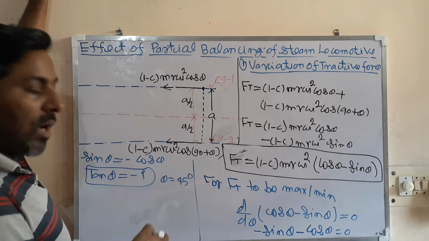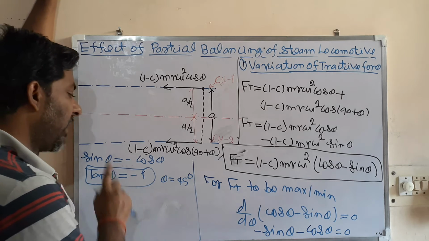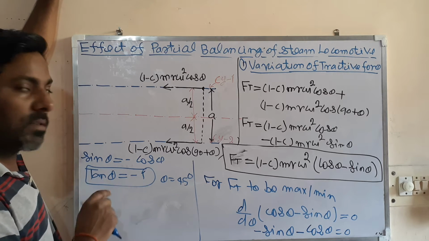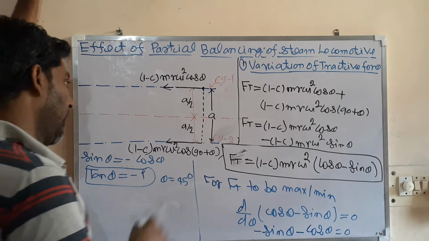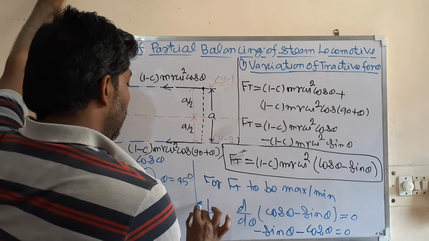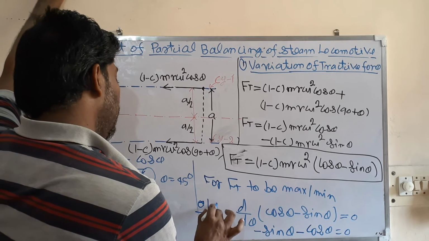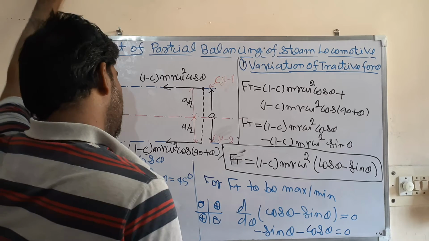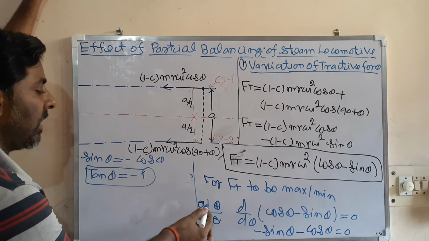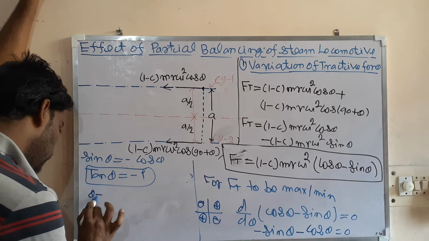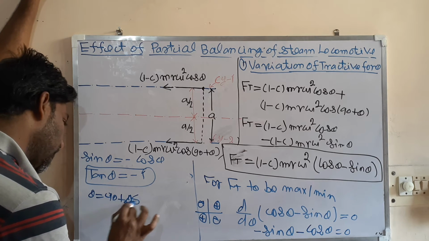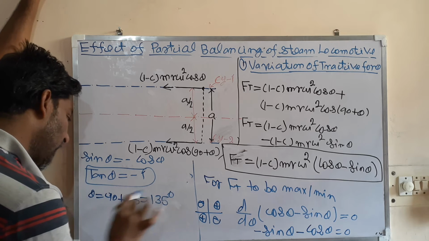But in what quadrant? Look here, this is minus, and tan is minus in the second and fourth quadrants. In the second this is minus, and in the fourth this is minus. In the first this is plus, in the third also this is plus. So what will be the value of theta in the second quadrant? Its value will be 90 plus 45, that is 135 degrees.